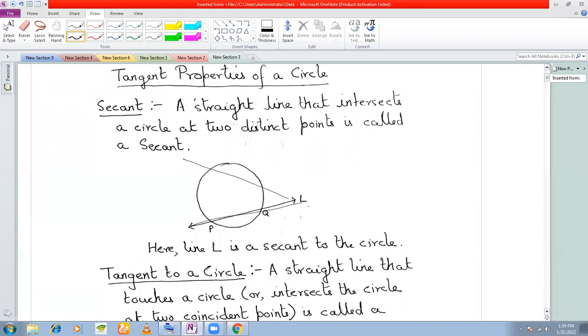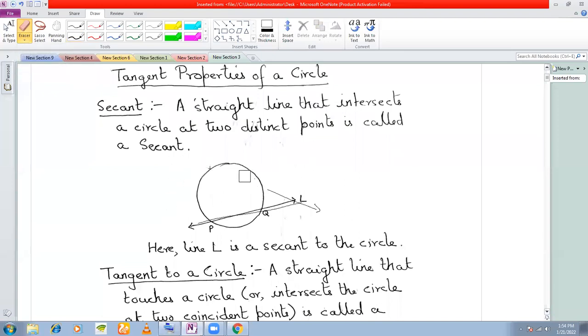You draw this line of any length. Okay, this will be another secant. You draw this line. This will be another secant, right? All these, if you see, are intersecting the circle at 2 points. So this line, which is of any length, which is drawn to intersect the circle at two distinct points, is called a secant of a circle.